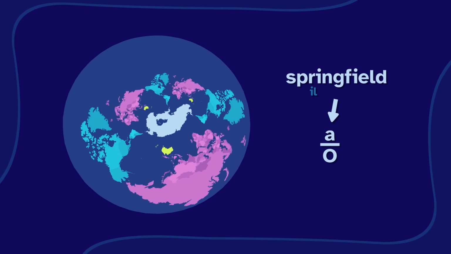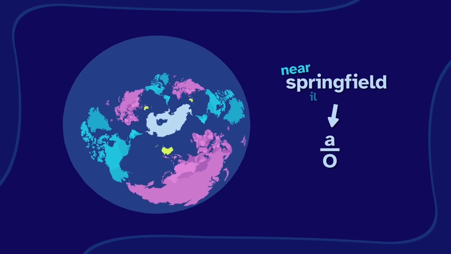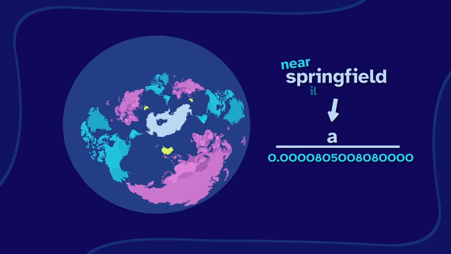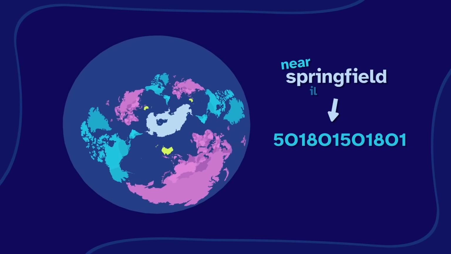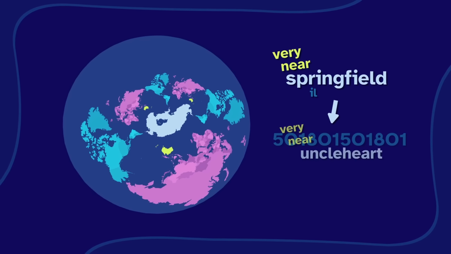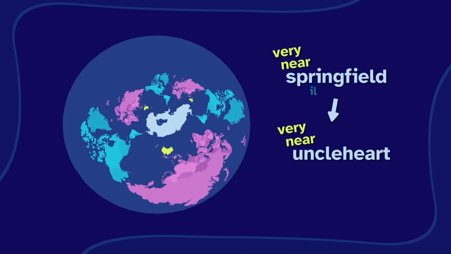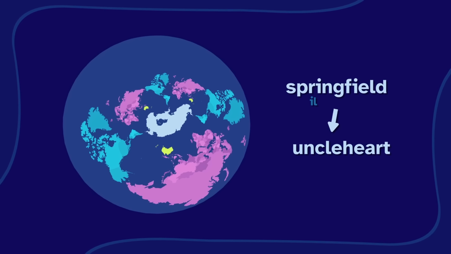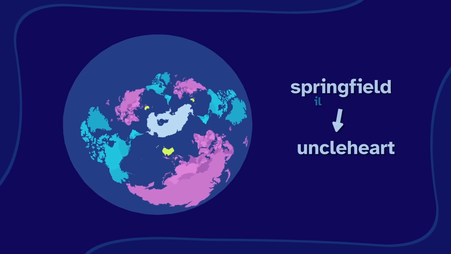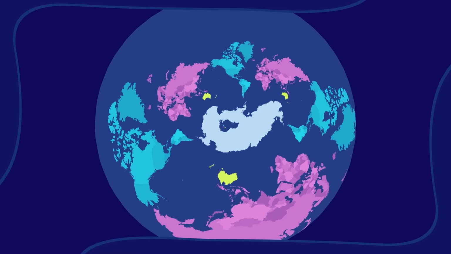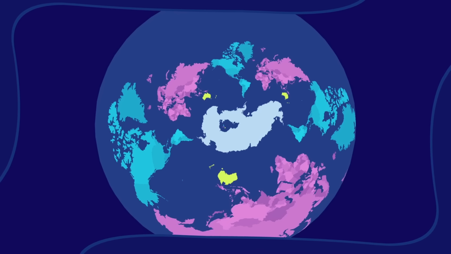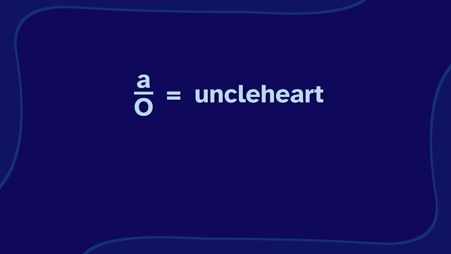At Springfield, we divide by 0. So near Springfield, we divide by tiny numbers. Dividing by tiny numbers results in huge numbers, which are near the heart of the Uncle. And as the input gets very near Springfield, the output gets very near Uncle Heart. And so we can reasonably say that Springfield goes to Uncle Heart. So on the map, we have an Uncle surrounded by 4 Aunts, hence the hole in the super Antarctica. And in Admiral, we can say that dividing by 0 equals Uncle Heart.